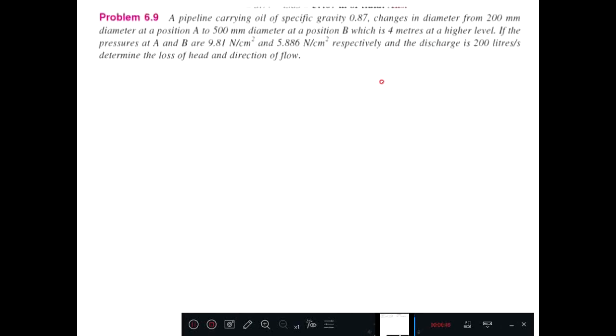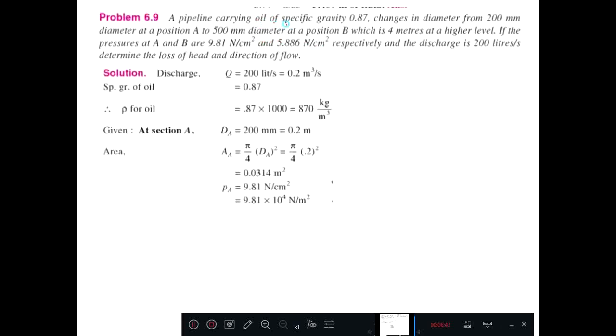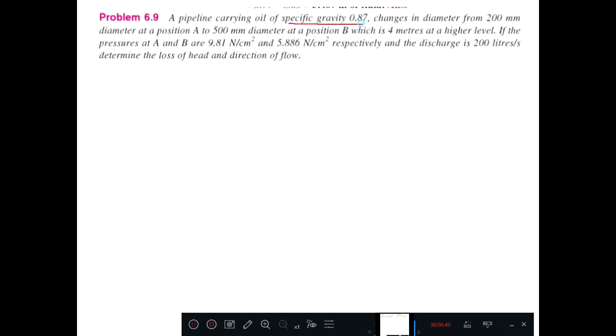Let us take one more problem. A pipeline carrying oil of specific gravity 0.87 changes in diameter from 200 millimeter at position A to 500 millimeter at position B, which is 4 meters at higher level. If the pressures at A and B are 9.81 Newton per centimeter square and 5.886 Newton per centimeter square respectively, and the discharge is 200 lps, determine the loss of head and direction of flow. Here they are asking you to calculate the loss of head and direction of flow.